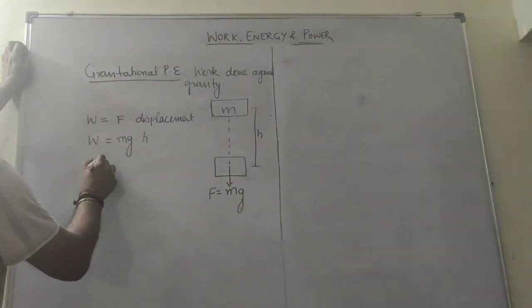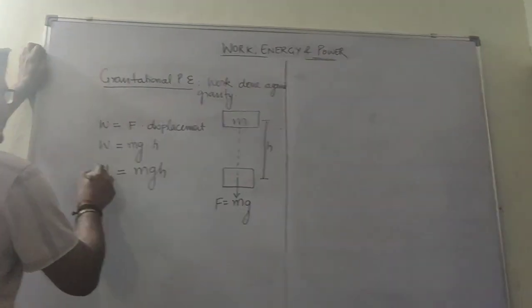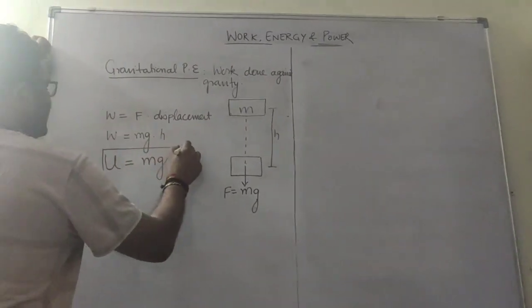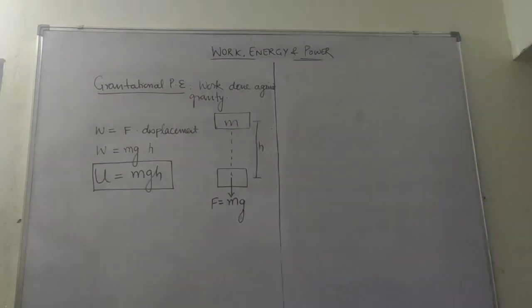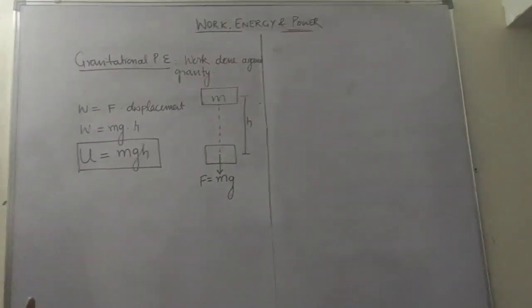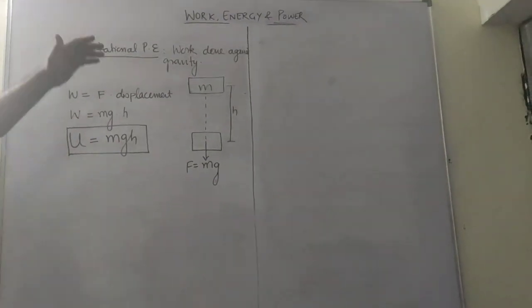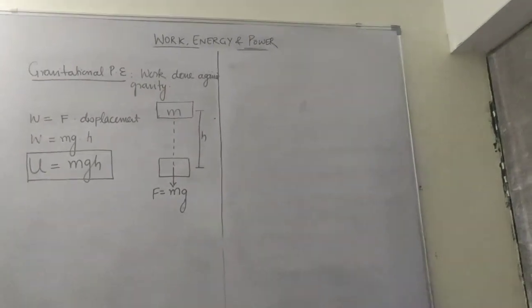So potential energy is now indicated by capital U. So the expression of gravitational potential energy is mgh. h is the height up to which the object should be lifted or brought down. If it is brought down, then potential energy is changing into kinetic energy. If it is moving up, then kinetic energy is changing into potential energy. This is gravitational potential energy.